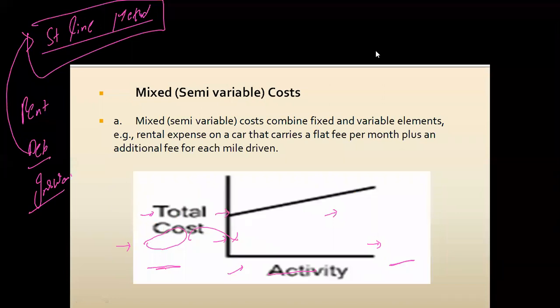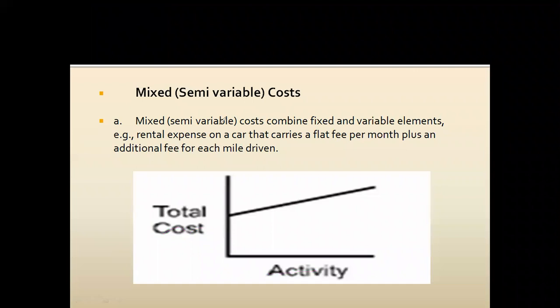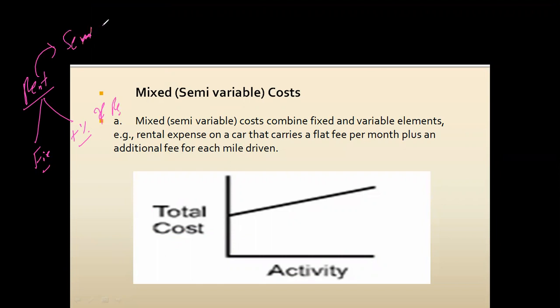Next concept, students, we have related to semi-variable, mixed or semi-variable cost. Mixed or semi-variable cost has a combination of both fixed and variable elements. Different examples you can take, like usually the rents we have, property rents, we have fixed plus percentage of revenue. So this can be our semi-variable cost where both elements are included. Such kind of cost which is having both fixed and variable elements we consider as mixed or semi-variable cost.